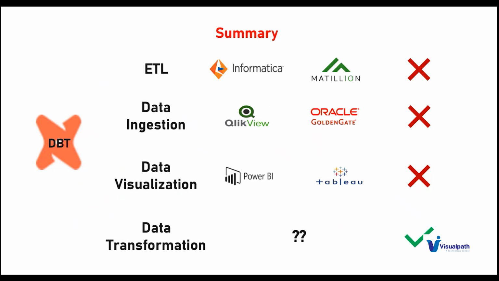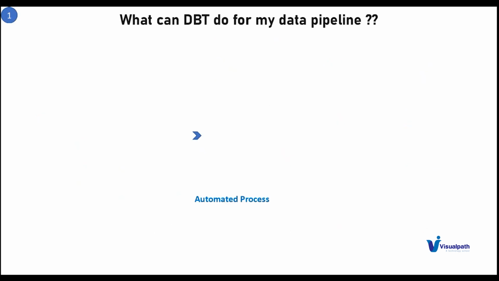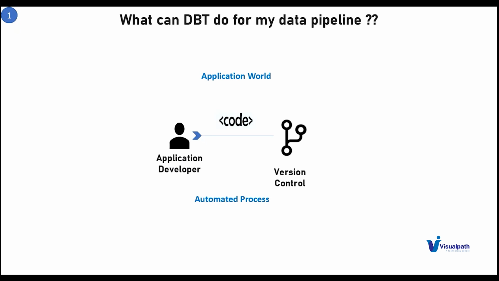for transformation. So the first thing is, what can DBT do for my data pipeline? When you are building the data pipeline from the sources to your target system, how will DBT help? One is code deployment. For example, if you are a Java developer or a .NET developer or a full stack developer, there is a lot of automation in the code deployment.